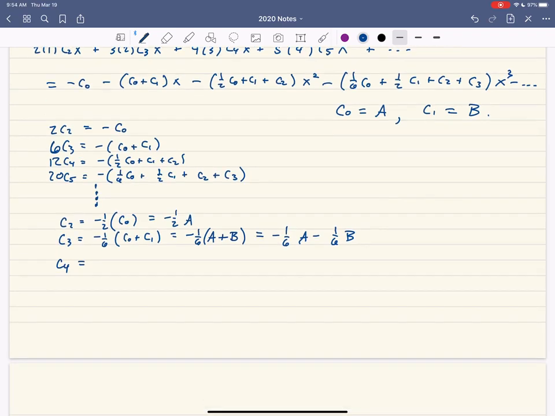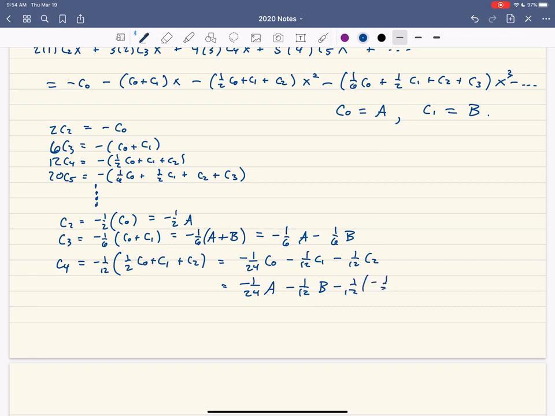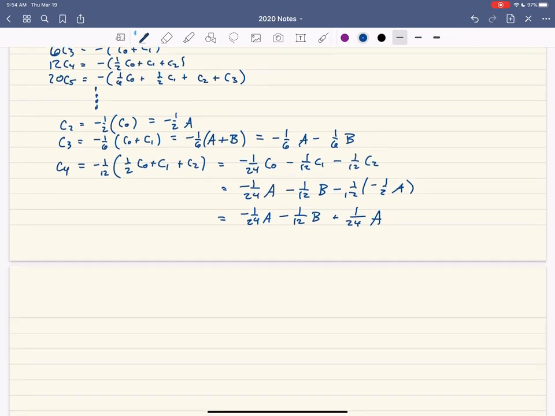So C4 is going to become negative 1/12 times the quantity 1/2 C naught plus C1 plus C2. So that's going to be negative 1/24 times C naught minus 1/12 C1 minus 1/12 C2. And that's going to be negative 1/24A minus 1/12 B minus 1/12 C2, which we said was negative 1/2 A. So that's going to actually give us, oddly enough, these are going to cancel. We're going to get negative 1/24A minus 1/12 B plus 1/24A. Okay, just by good old dumb luck there. And that turns out to be negative 1/12 times B.